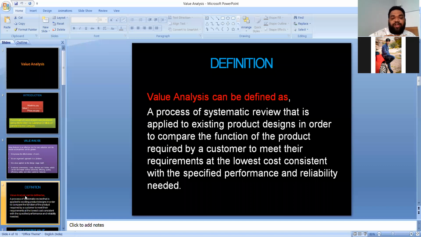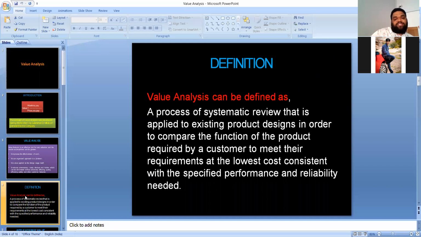So applied to existing product designs in order to compare the function of the product required by a customer to meet their requirements at the lowest cost consistent with the specified performance and reliability needed. Okay, don't get confused here. So we are going to review systematically whatever existing process we have, and in that process, without affecting anything, we have to satisfy the customer requirements, the customer needs, the customer wants.